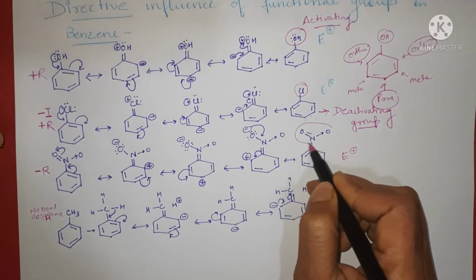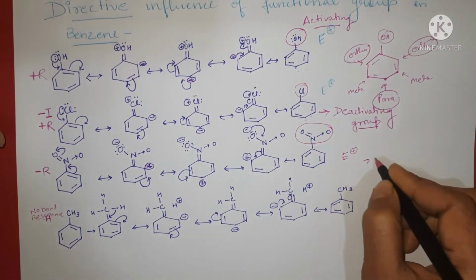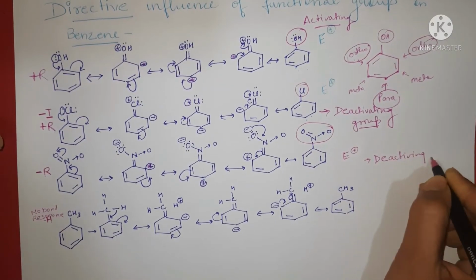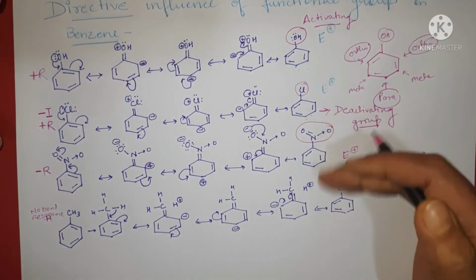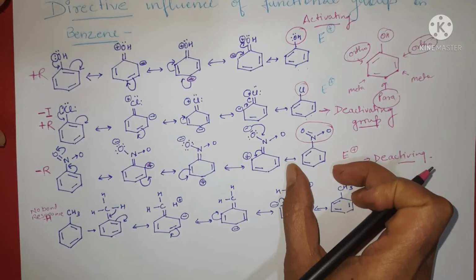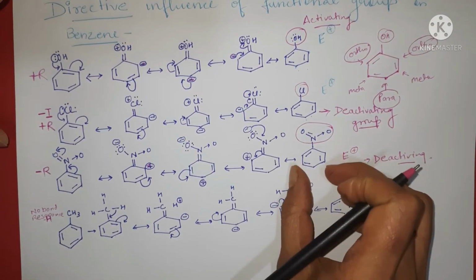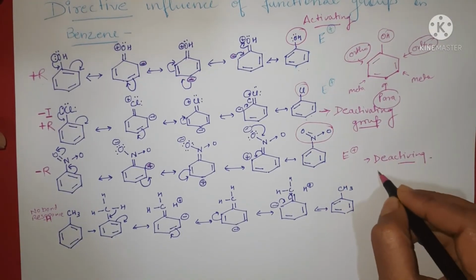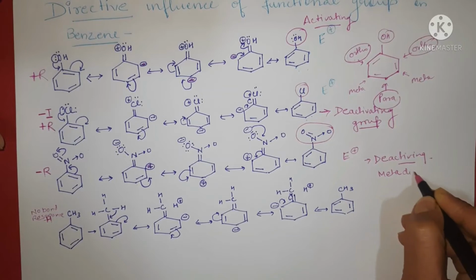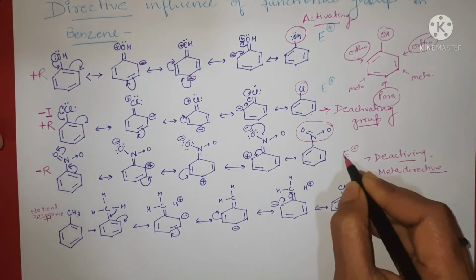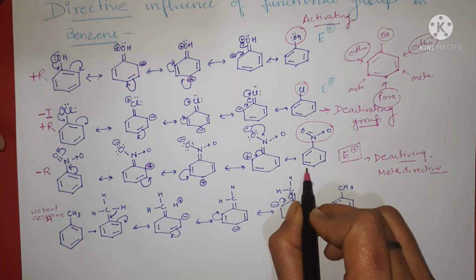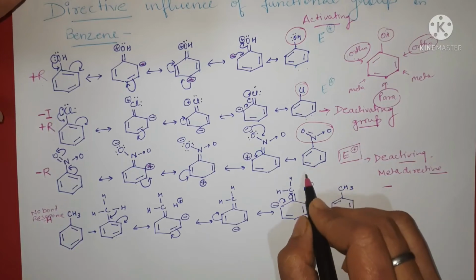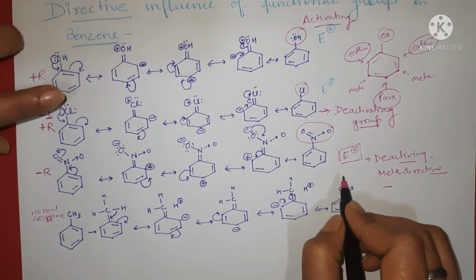So here this nitro group is deactivating the ring. It means it is withdrawing the electron density and decreasing the electron density from the benzene ring. That's why we call it as deactivating group, and also we call it as meta-directive. It means if any electrophile is going to come and attack here, it will attack on meta position. That's why we call nitro as a meta-directive group.